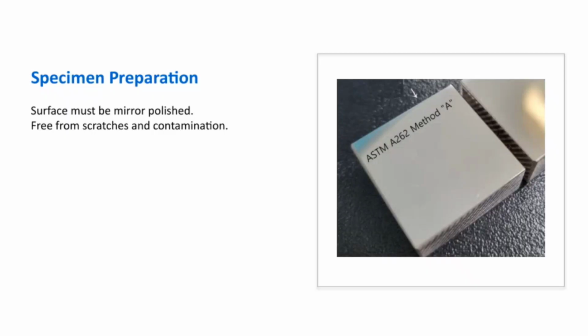Let's talk about specimen preparation. The key here is that the surface must be mirror polished. This step is crucial because a smooth, reflective surface ensures that we can accurately analyze the specimen later on. Any imperfections, like scratches or contamination, can interfere with our results, so it's essential to make sure the surface is free from these issues. Remember, taking the time to properly prepare your specimen will make a significant difference in the quality and reliability of your analysis. This step connects directly to our overall goal of achieving precise and accurate measurements, so don't rush through it.